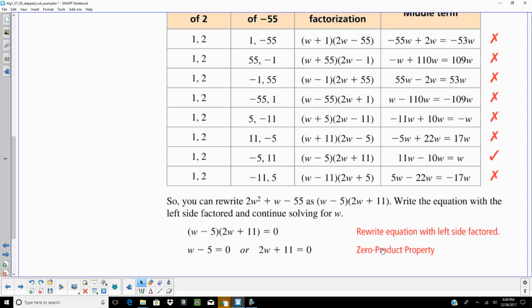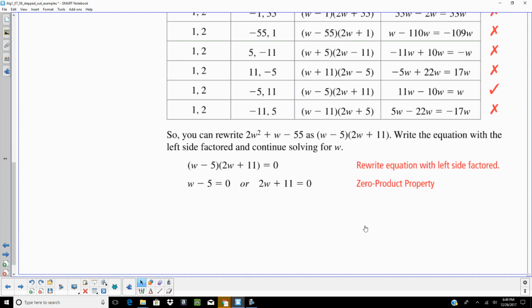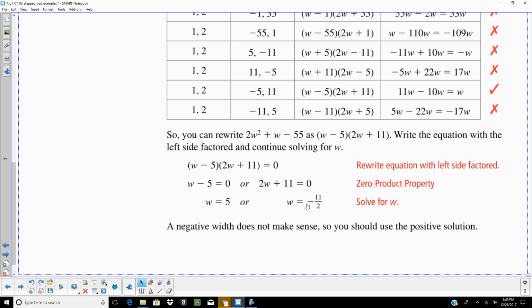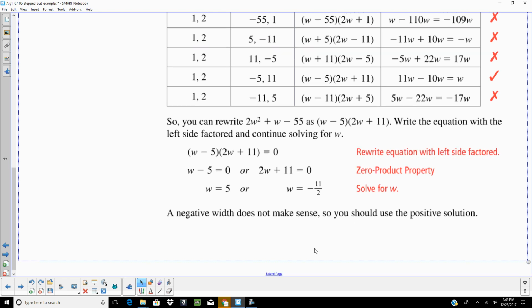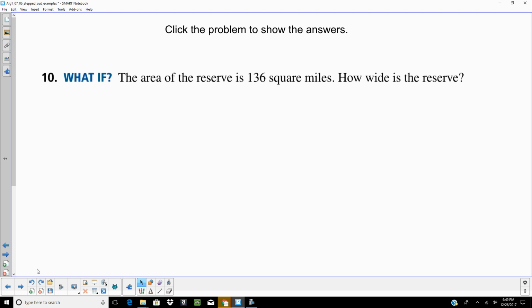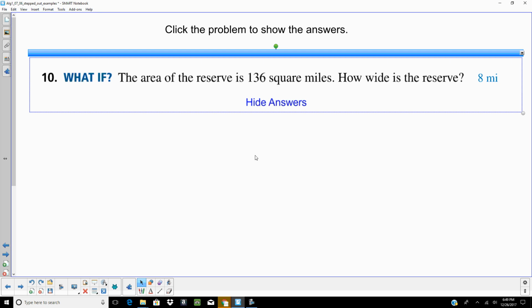And they're asking for the actual width, so you need to solve. You get w equals 5, or w equals negative 11 halves. Well, the negative answer doesn't make sense because you can't have a negative width, so we throw that one away. The width is 5 miles. Try this one on your own. See how you do. Hit pause. In that case, it would be 8 miles.